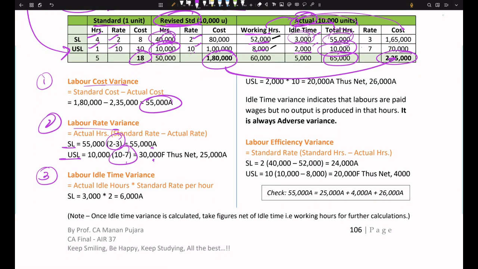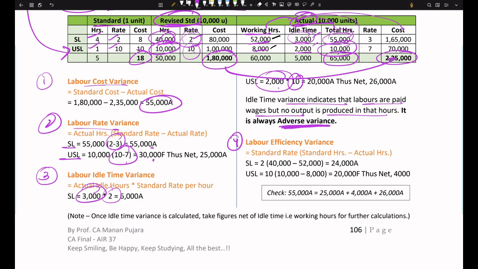Okay, the 2,000 is here and 3,000 is here. 3,000 into the standard rate per hour 2, and 2,000 into standard rate per hour, that is 10. So here we will take standard rate. Idle time variance indicates that laborers are paid wages but no output is produced in those hours. It is always adverse variance. This is the logic, that it is always adverse variance because no output is produced. So never get confused about what the answer is here. It is always adverse variance.